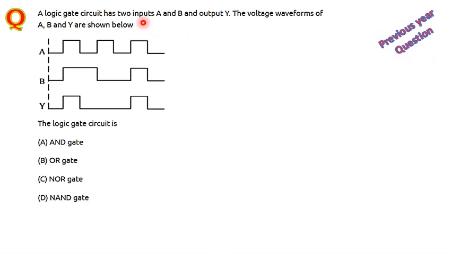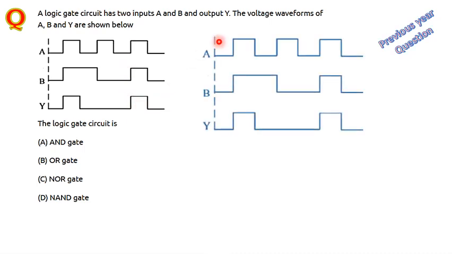Now we'll go to the problem. Your logic gate circuit has two inputs A and B, and the output is Y. They have mentioned a voltage waveform as shown, and we are going to find out what type of logic gate this is. First I just maximize here. Instead of showing this, I just draw all the waveform lines over here. First let me take the maximized form of this one.